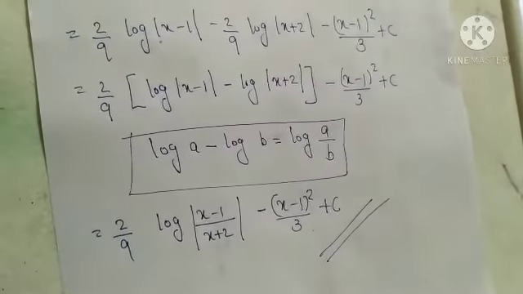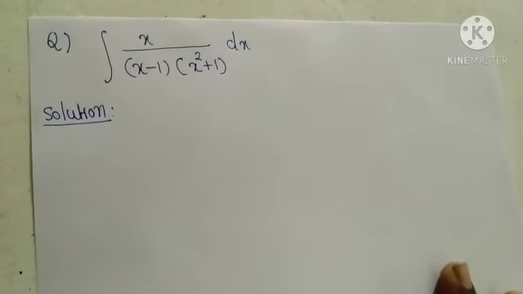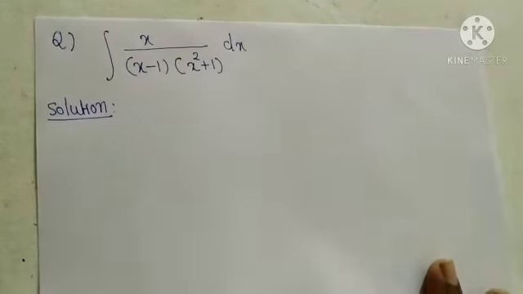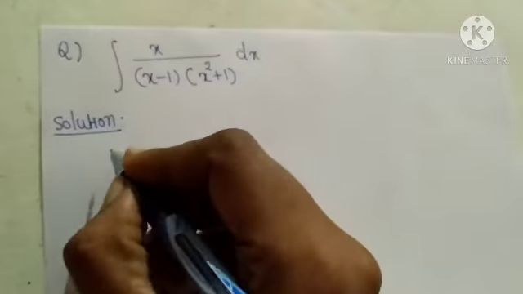I hope you understood this question. This is our third question. We need to find the value of the integral x divided by (x minus 1) into (x square plus 1) dx. So let's start the solution of this question.